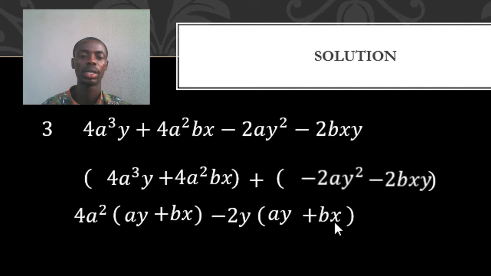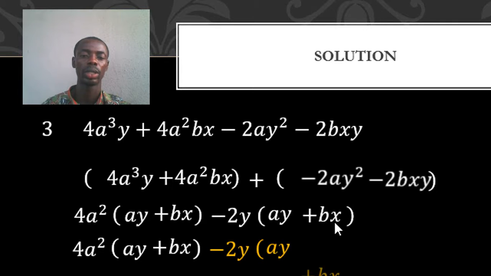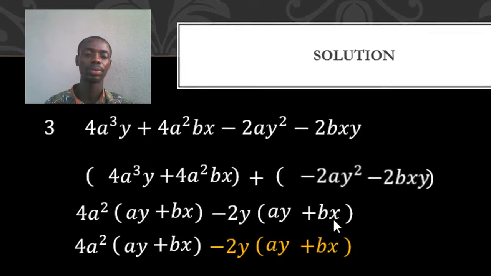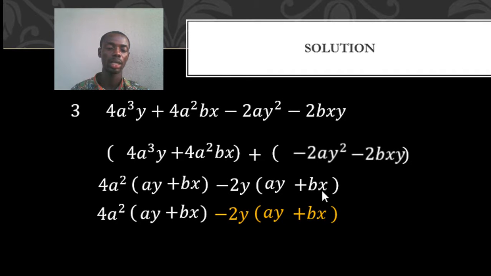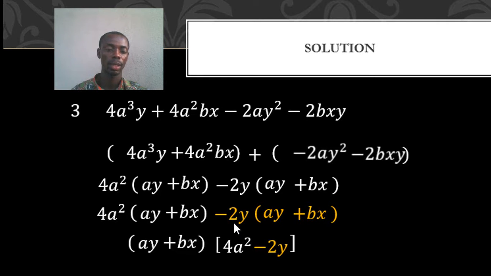So, writing out everything now in different colors, just to show the number of terms I'm having now. Then what is the common factor? This is ay plus bx. This is ay plus bx. That's my common factor. Bring it out, and here I'm left with 4a squared, and here I'm left with minus 2y. Yes, that's it.